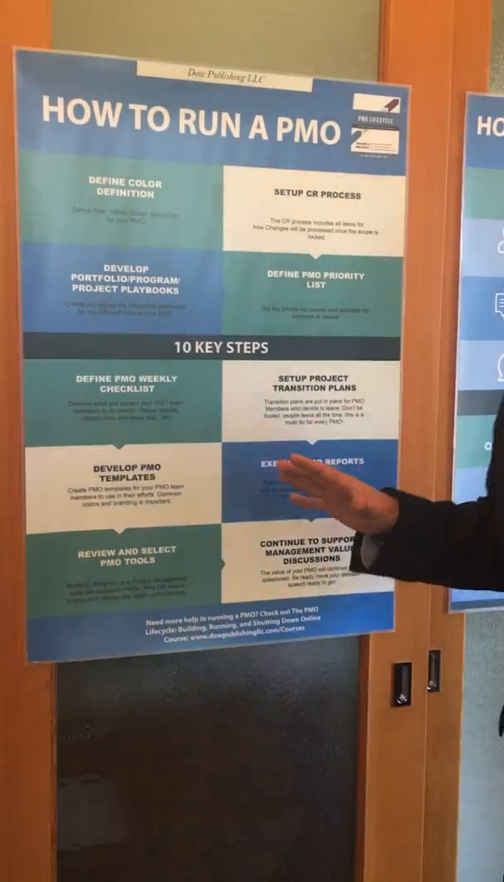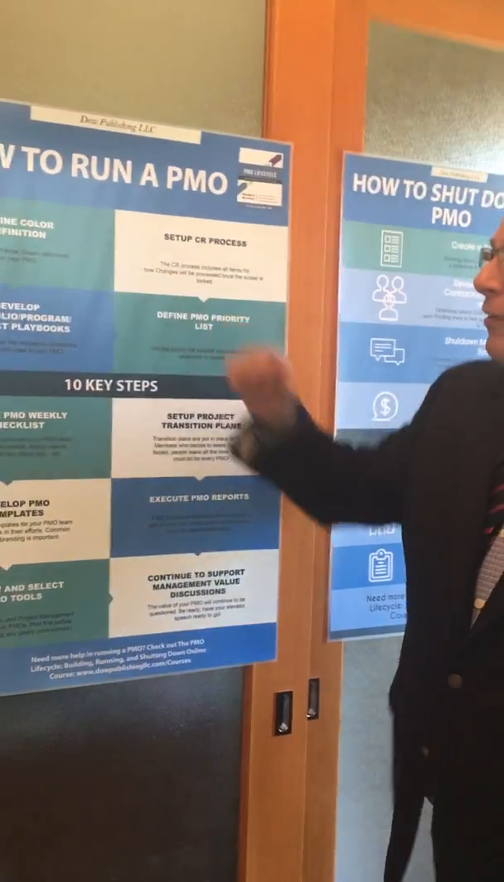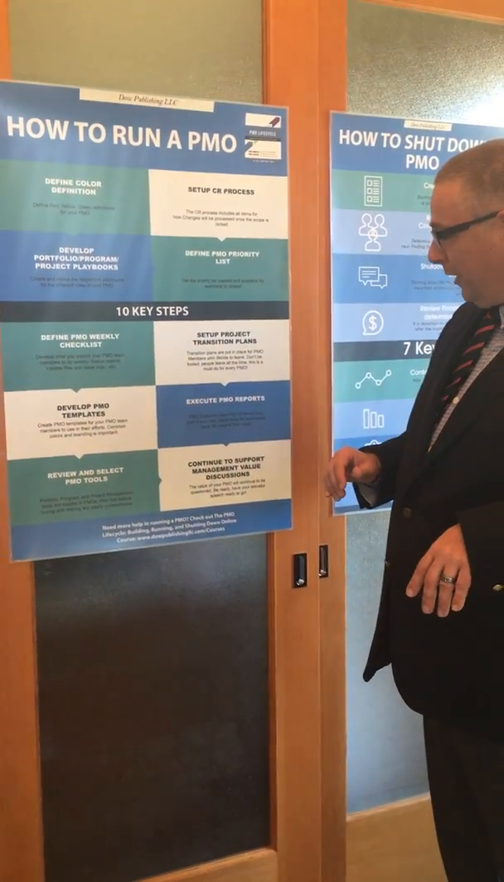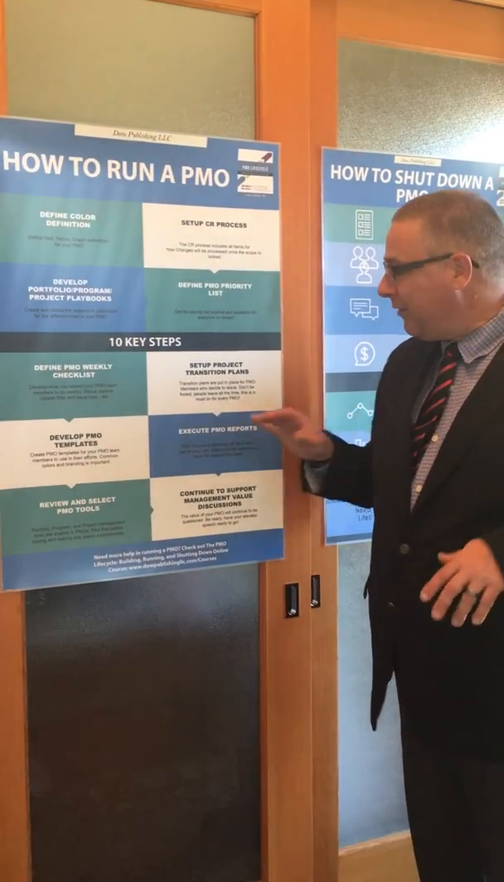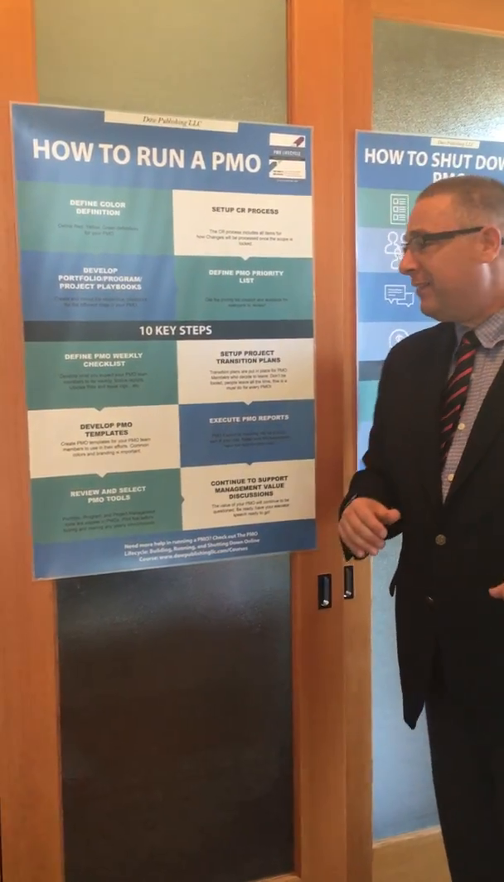All right, let's run over to running a PMO. And so there's 10 steps there. Again, they all come from my book, the PMO Lifecycle. 10 steps there, defining the color definitions, setting up the CR process, the weekly checklists, right? Executing and getting PMO reports together and dashboards together, so excited about that.